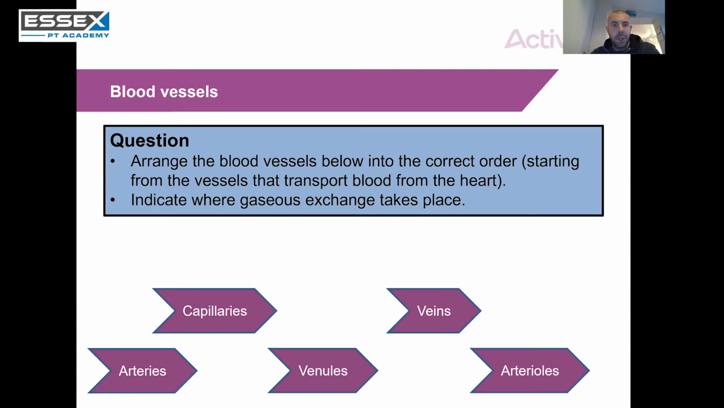So here's a little quiz for you to do, okay? Arrange the blood vessels below in the correct order, starting from the vessels that transport blood from the heart, and then indicate where gaseous exchange takes place. If you remember gaseous exchange, that's where oxygen comes from the lungs and goes into the bloodstream, picked up in the bloodstream to then go back to the heart. Also, it's the other way around with the CO2 going back into the lungs, okay? Diffusion and diffusion. So arrange these boxes. You can just write it on a separate bit of paper now and see if you can figure that out.